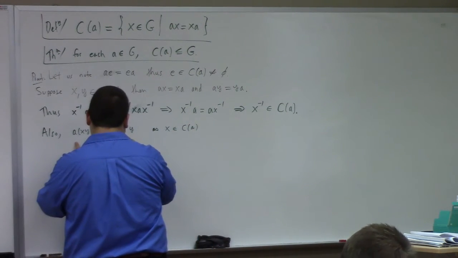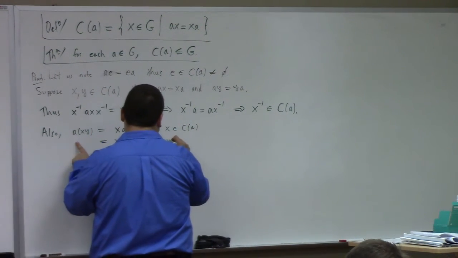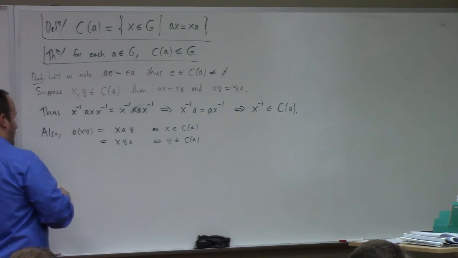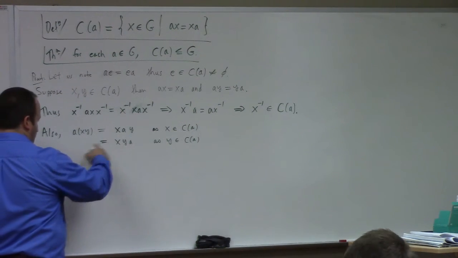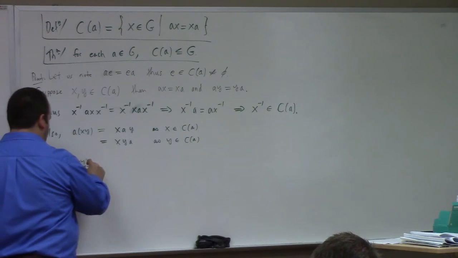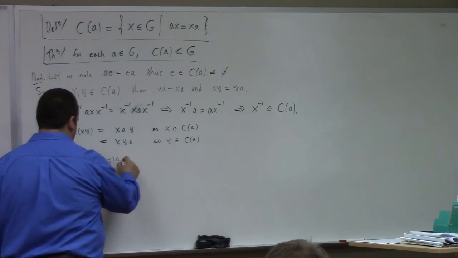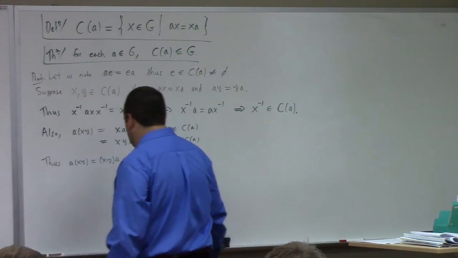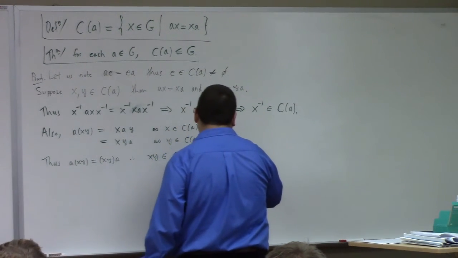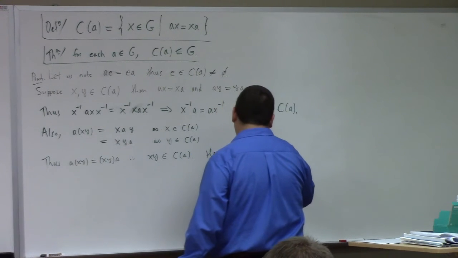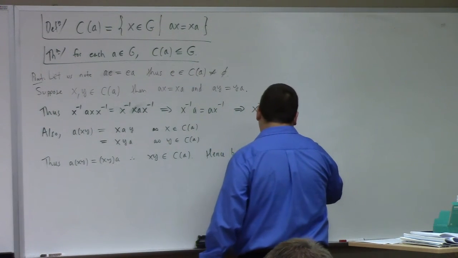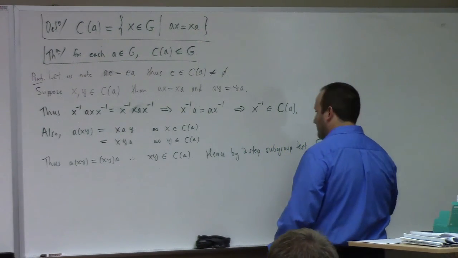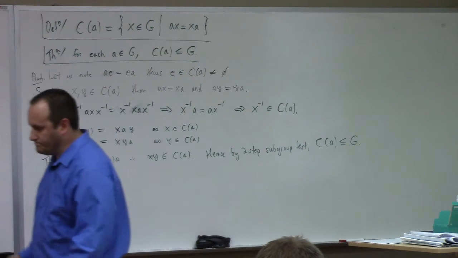And this is going to give us x times y times a, as y is in the center, right? Thus, that's what we want, right? A times xy is equal to xy times a. Therefore, xy is an element of the center of A. Hence, by the two-step subgroup test, the centralizer of A is a subgroup of G.